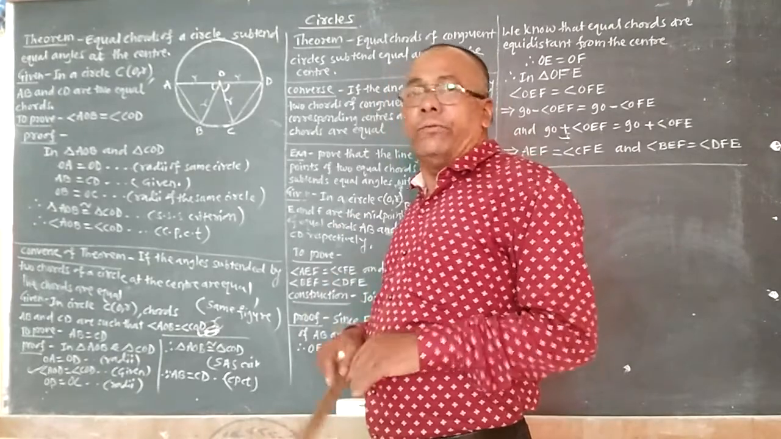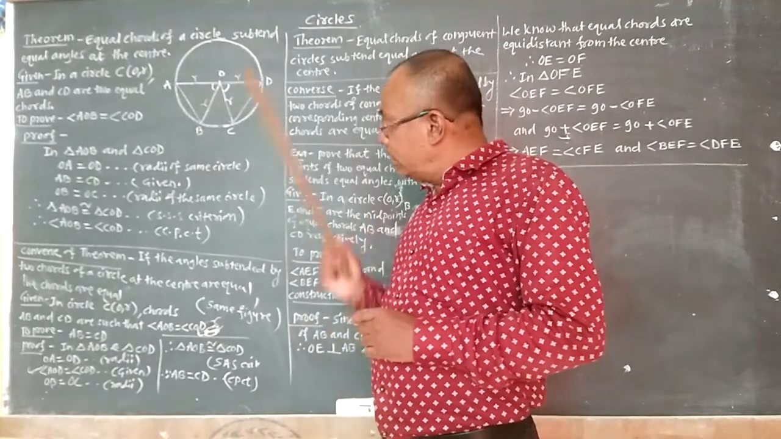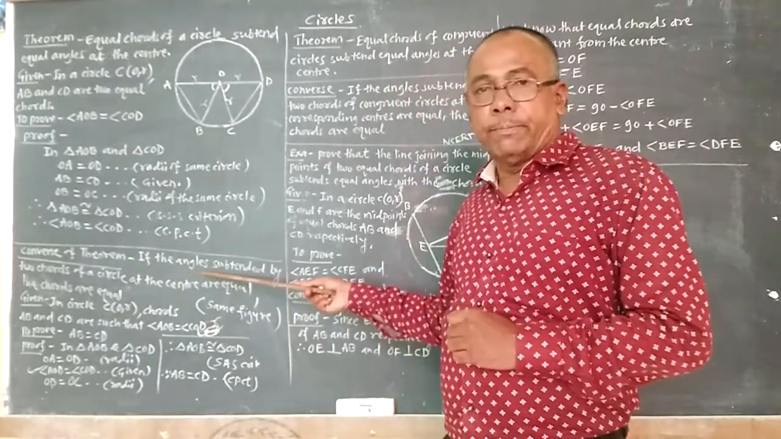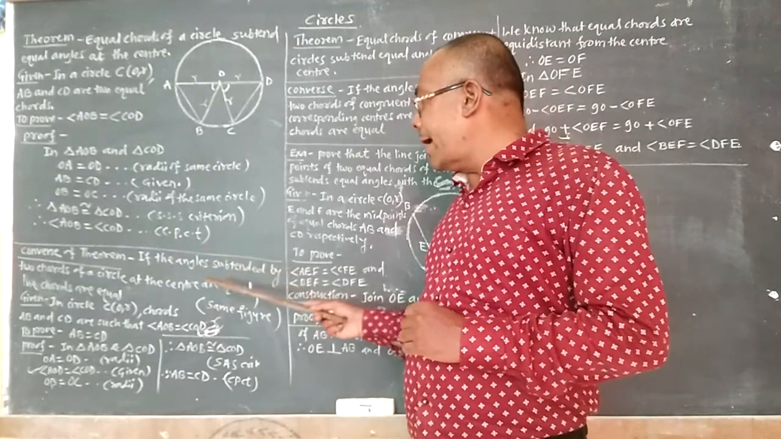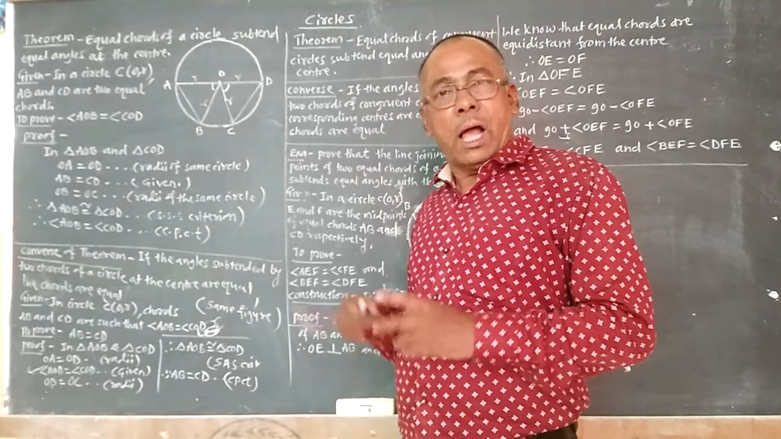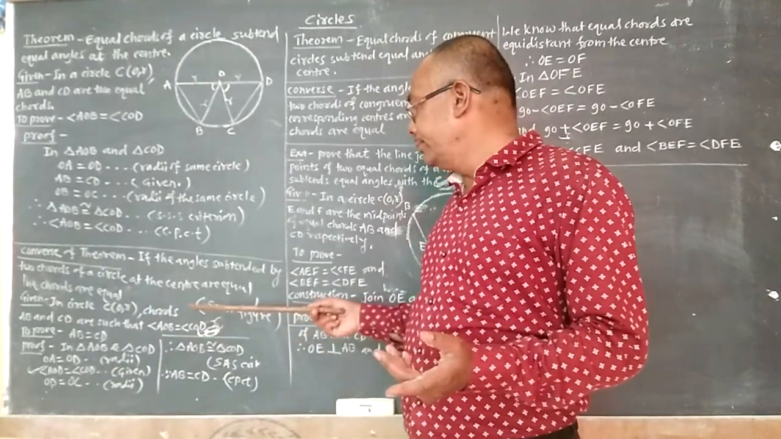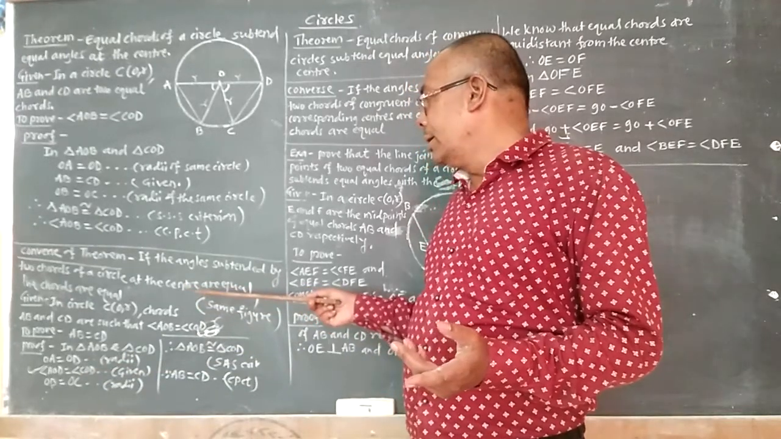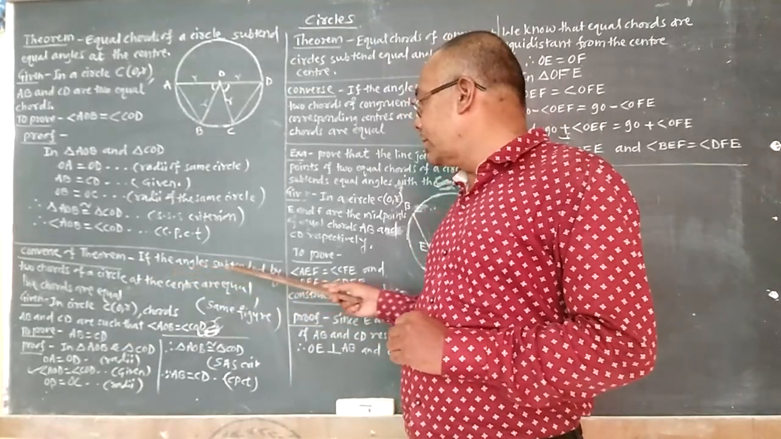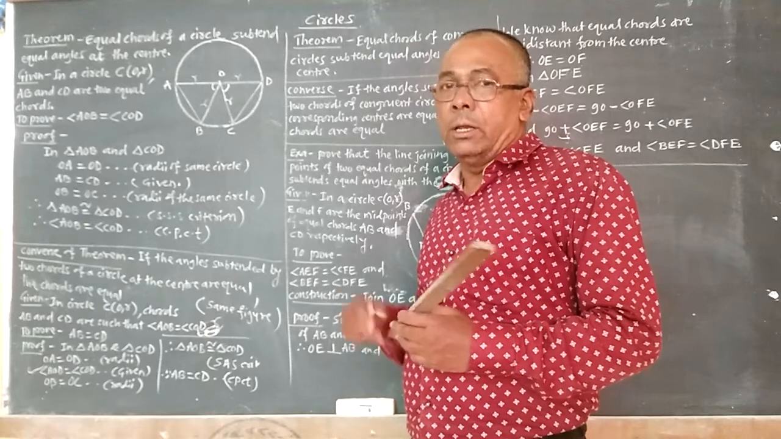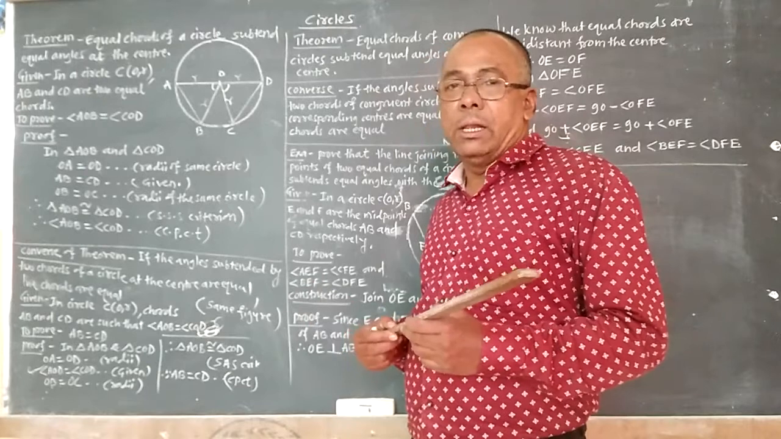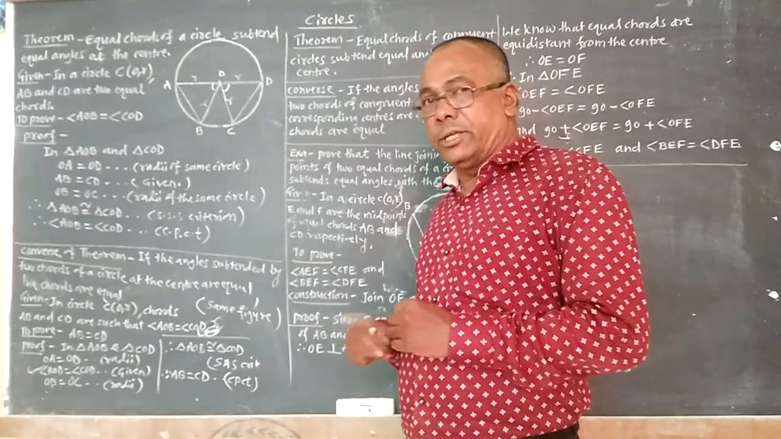Now the converse of the above theorem is that if the angles subtended by the two chords of a circle are equal, then the chords are also equal. Again we will see, if the angles subtended by the chords of a circle at the center are equal, then the chords are equal.